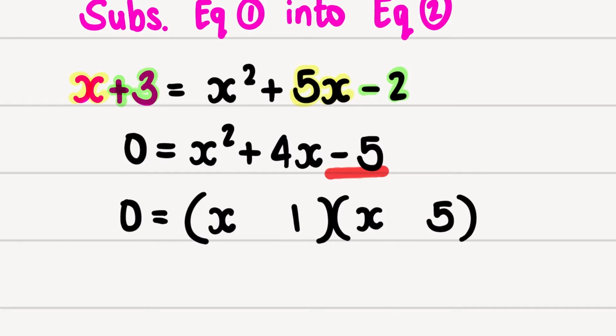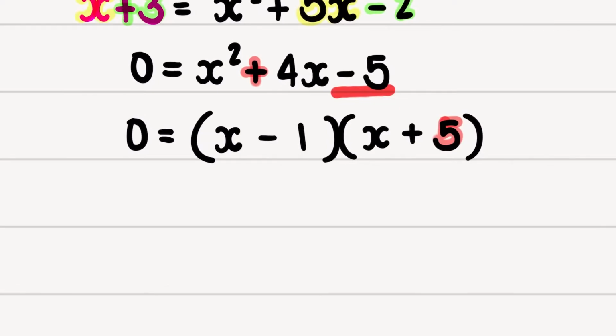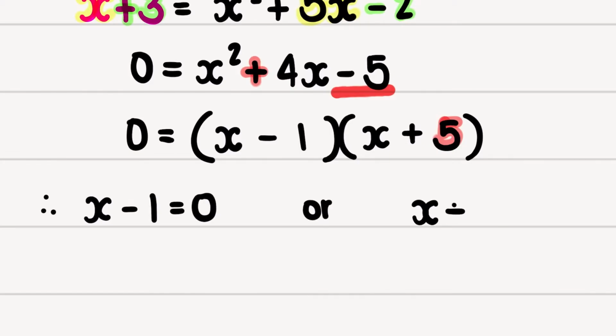But because the third term is negative, the signs need to be different, so I need to decide which one gets the negative. In order to do that, I look at my middle term. My middle term is a positive, which means that the bigger of the two numbers needs that positive. So it will be positive 5 and negative 1. That means, therefore, that x minus 1 equals 0, or x plus 5 equals 0.